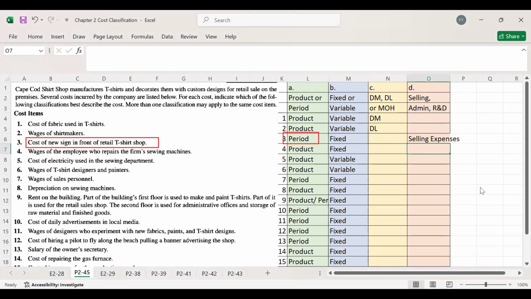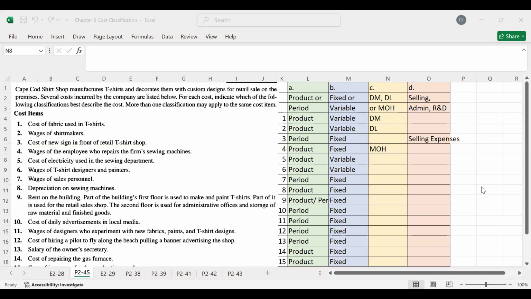The next example is the wages of employees who repair the firm's sewing machines. They are involved in the factory. These are factory workers, but they are not directly converting cloth into T-shirts. They are those who repair, basically. So they are supporting staff. If they are supporting staff, then this means that they are indirect labor. Indirect labor is a part of manufacturing overhead.